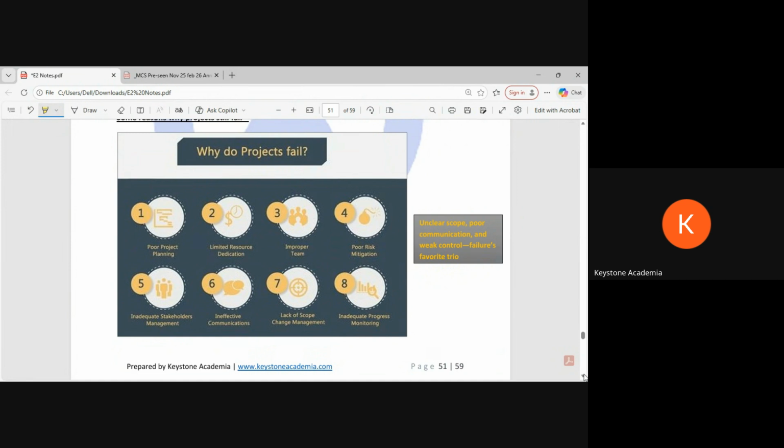We'll definitely face problems, we'll face risk, we are not mitigating it. Inadequate stakeholder management. Ineffective communication. Like we just discussed, encode and decode. Maybe the understanding was correct, or the way the company wanted to communicate was correct, but it was received in a wrong way. Ineffective communication.